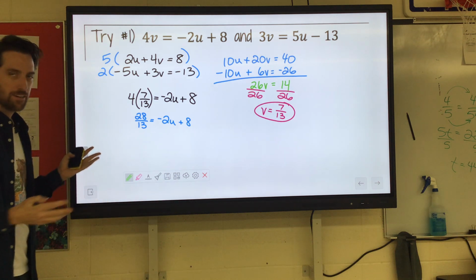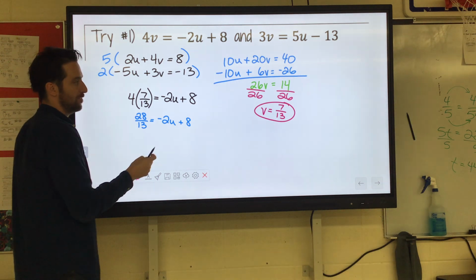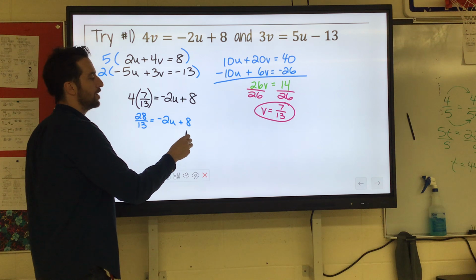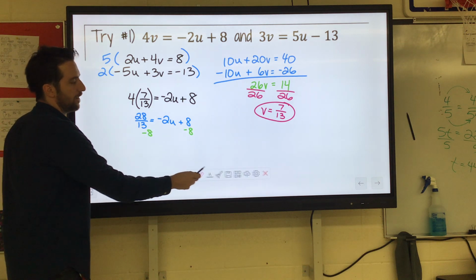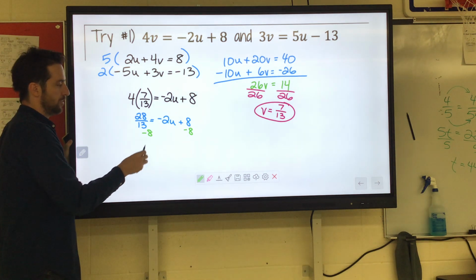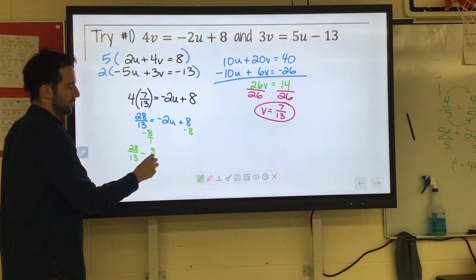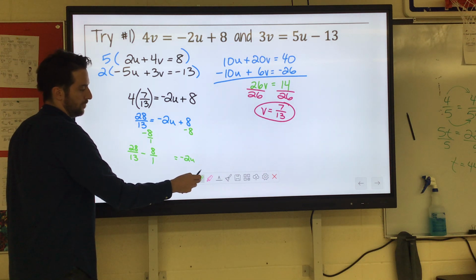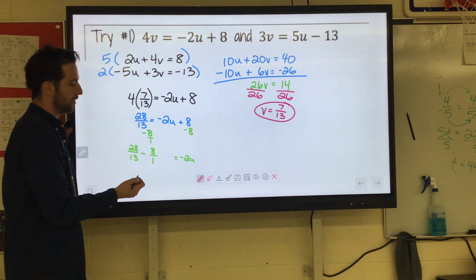Now we're going to subtract the 8. Man, this is a brutal problem. And this was for you to try. Oh my goodness. We're going to have to subtract the 8, right? Now we're going to have some fraction subtraction. 8 is like 8 over 1. So we have to do 28/13 minus 8 over 1 equals negative 2u. Whew! We've got to get a common denominator. So a common denominator could be 13.